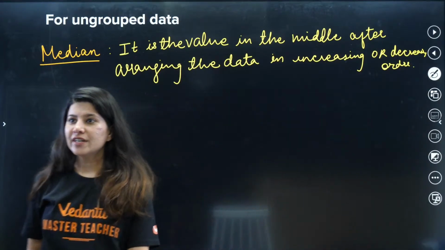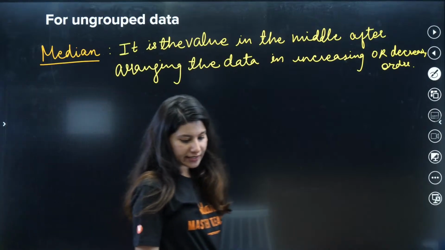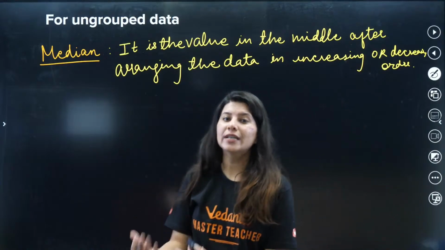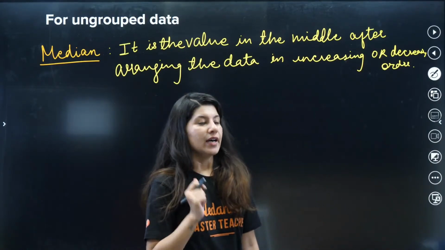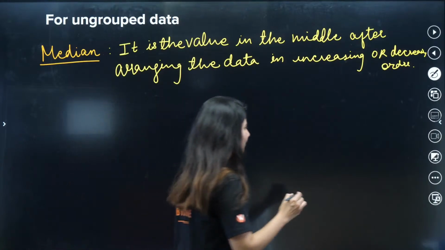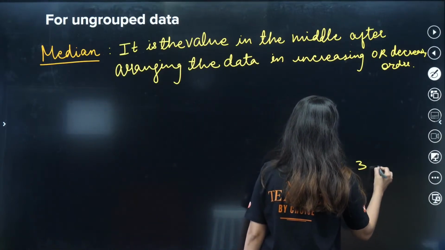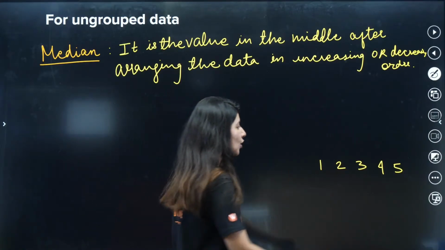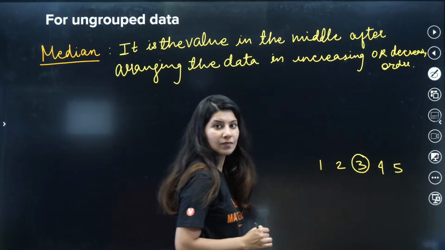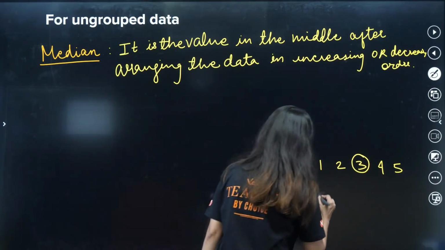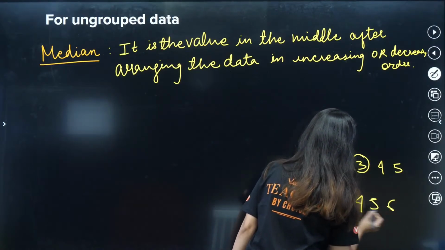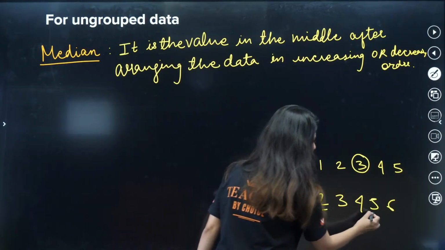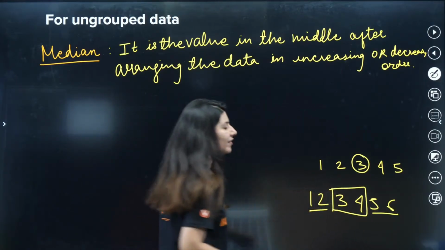After arranging the data in increasing or decreasing order, you need to figure out the middle value. If I have 1, 2, 3, 4, 5, five observations, and I ask you the middle value, you will clearly say 3. But if I write 1, 2, 3, 4, 5, 6 and ask you the middle value, you will say starting 2, ending 2, so 3 and 4 both are in the middle.